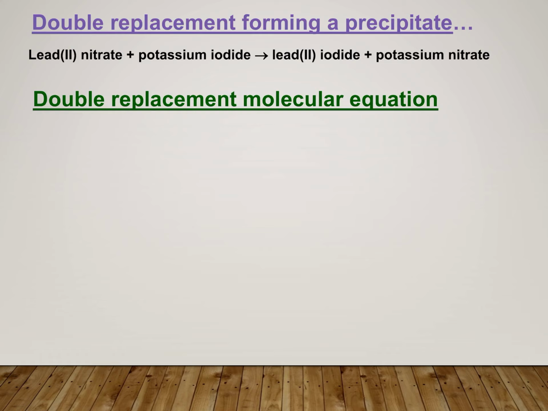Let's do another example. So this is lead 2 nitrate plus potassium iodide gives lead 2 iodide and potassium nitrate. So the first step would be to write the molecular equation. And then you're going to write the total ionic and the net ionic. If you'd like to give this a try, go ahead and pause here and try to do this yourself. And then you can come back and see the answer.